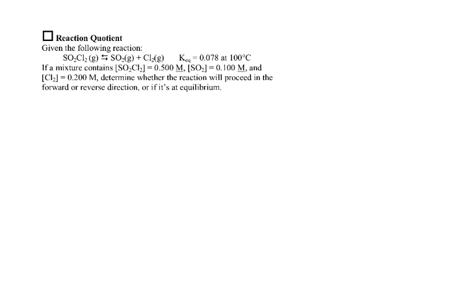Okay, last question. Given this following reaction, if a mixture contains 0.5 molar SO2Cl2, 0.1 molar SO2 and 0.2 molar Cl2, determine whether the reaction will proceed in the forward or reverse direction or if it's at equilibrium. Okay, we are given a value here for the Keq. Now notice it says at 100 degrees. We don't need that 100 degrees. That is just the proper way to say it because the Keq changes for different temperatures.